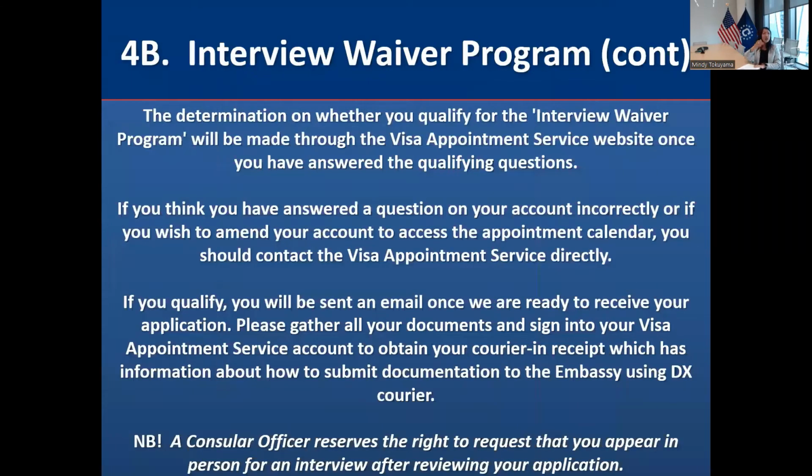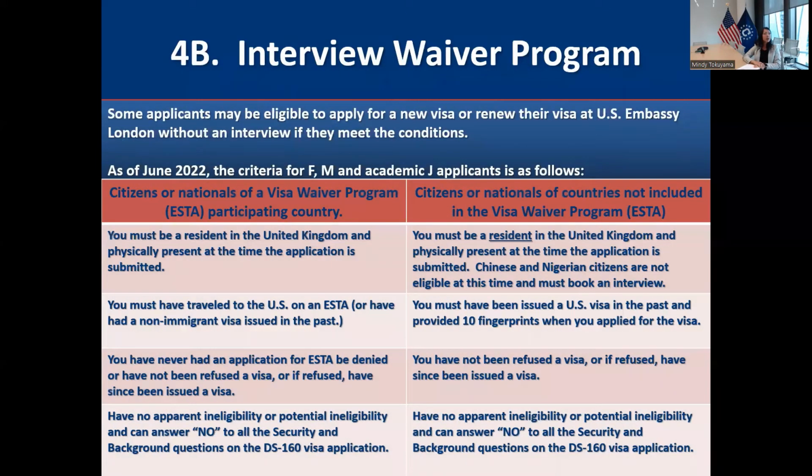In the second column, sorry, Sarah, I'm not quite done with that one. All right, for the second column, it's for citizens or nationals of countries not in the VWP. So some criteria are similar, but not all. The first point is you must be a resident in the UK and also physically present here when you apply for the IWP.